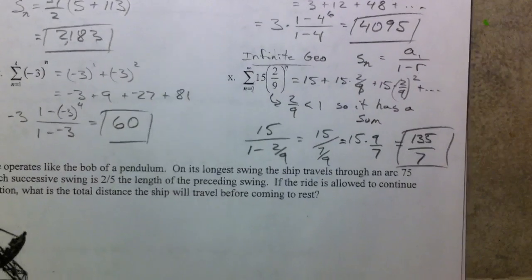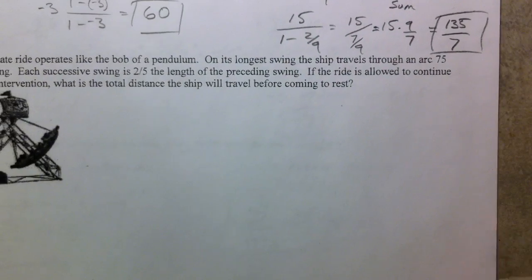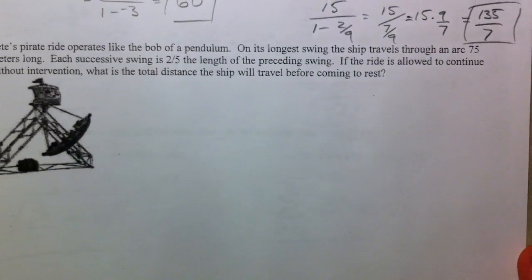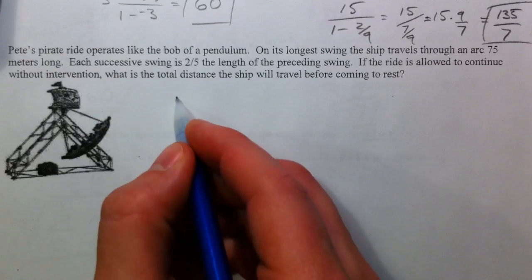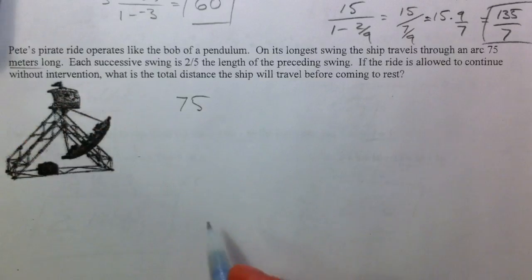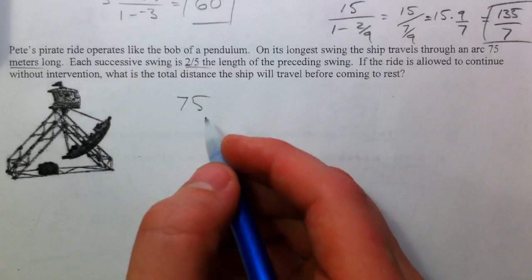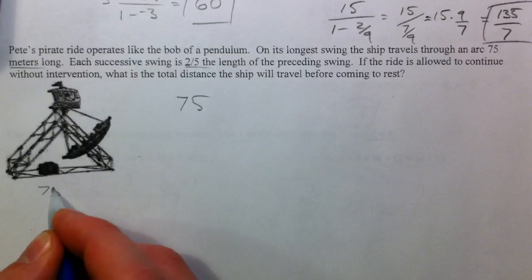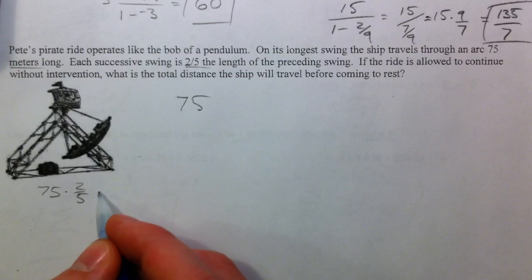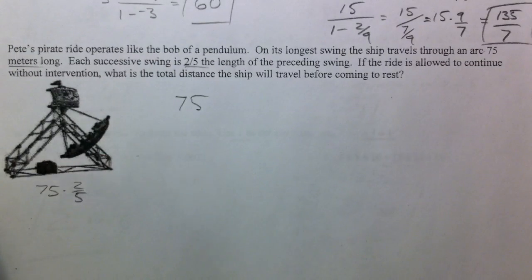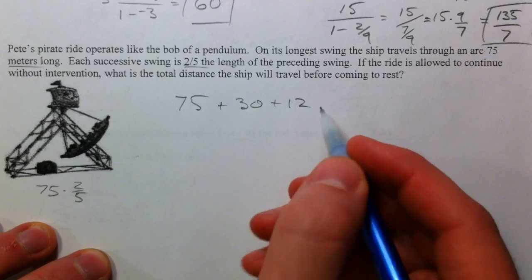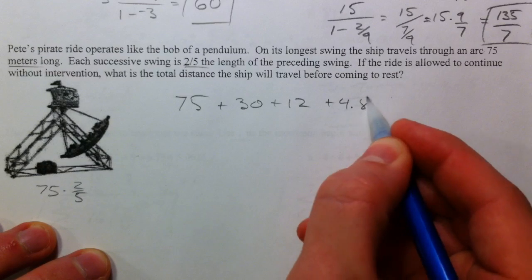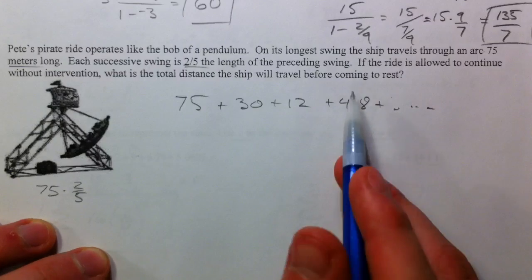And another infinite geometric, but in the form of a story problem. So we've got a pirate ride, swings back and forth. The first time it swings 75 meters. The next one is 2/5 as long, so 75 times 2/5 repeatedly. Times 2/5 times 2/5, so 75 times 2/5 times 2/5 times 2/5. So we're going to get 30 and 12 and 4.8 and so on and so forth.